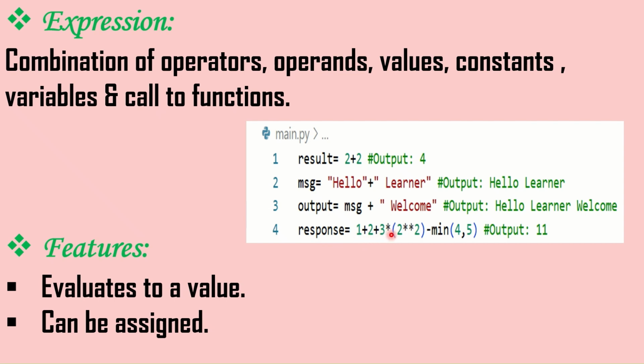And finally, the response variable is also holding an entire expression containing the values 1, 2, 3, or operands I can call them, the operator symbols plus and exponent, and finally a function call. Here min is a function that accepts 2 arguments, 2 values, and provides the minimum value among these 2 values. So this whole expression contains all these things I specified in the definition. An expression might contain all of these things, but it is not mandatory that an expression must contain all of them. This is about expression.